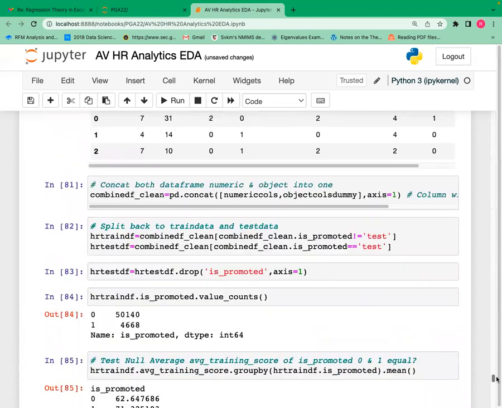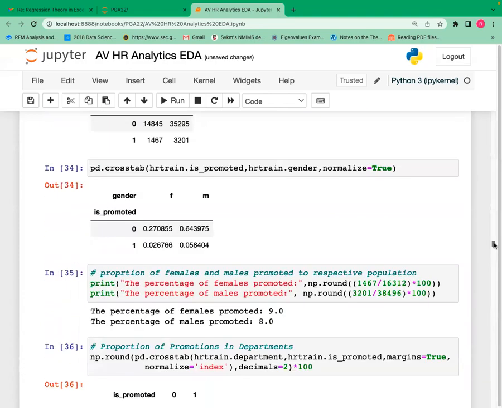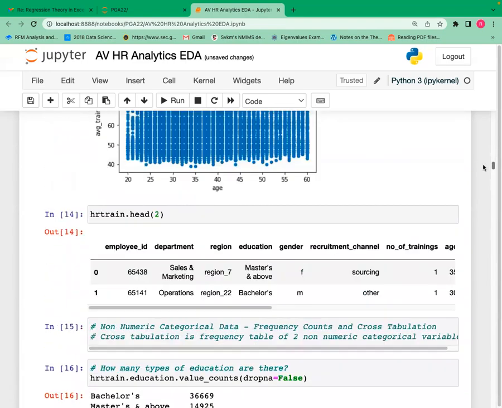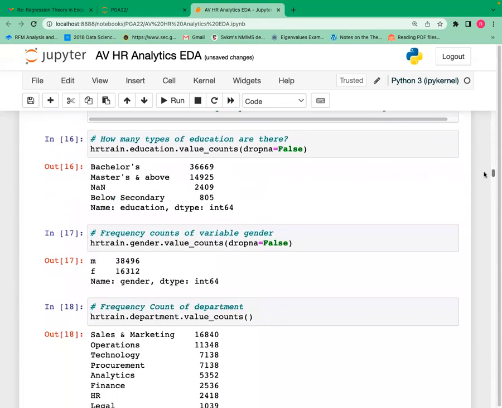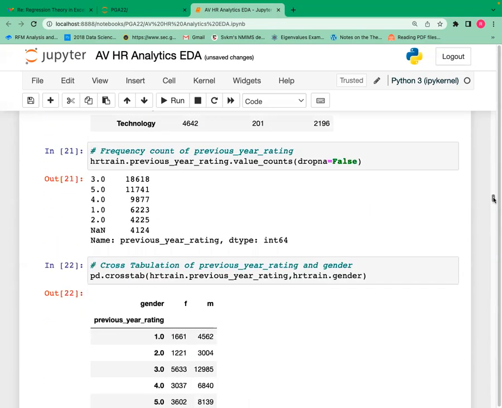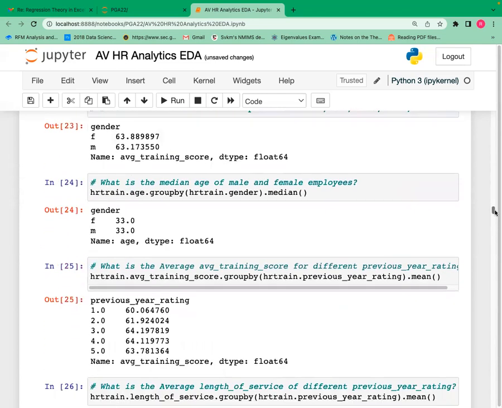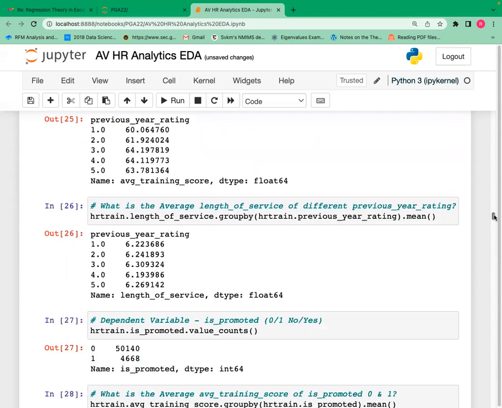Most of it is train only. Here, from cell number 82 onwards, we see the DF, where we split the cleaned data into train and test back. Earlier, we combined them for cleaning. Now we are splitting them back. Now HR train 0, 1, 2, 3, what do they mean? One second. We have done the recruitment channel thing, right? Earlier, group by. DF is a short form for data frame.